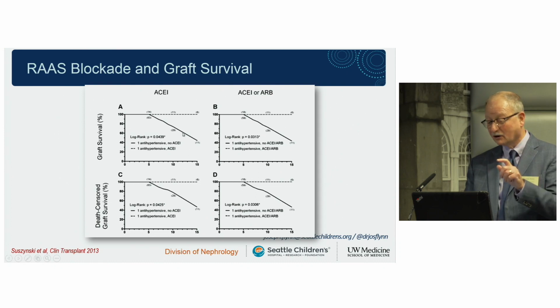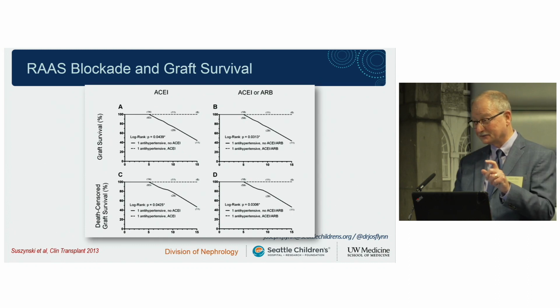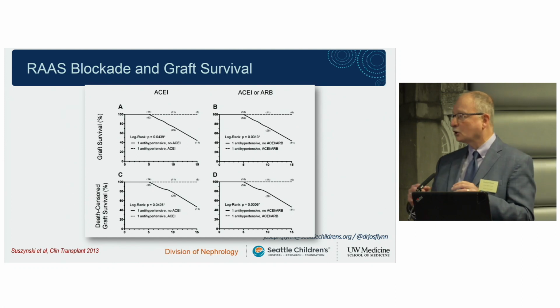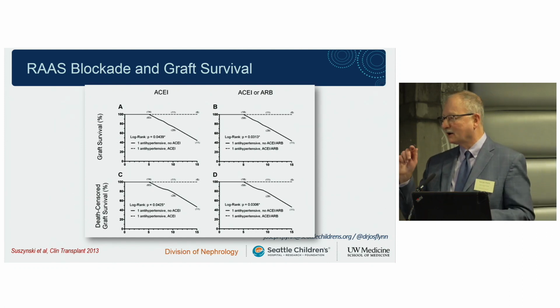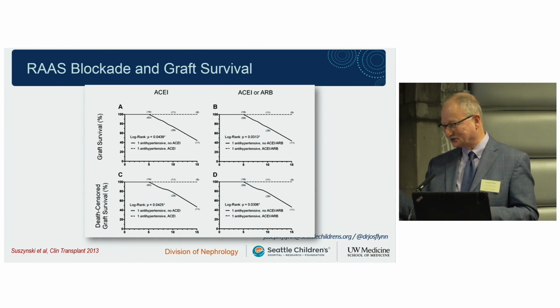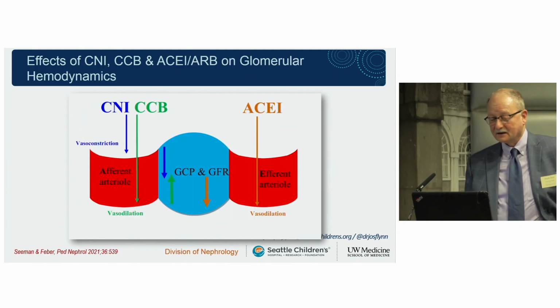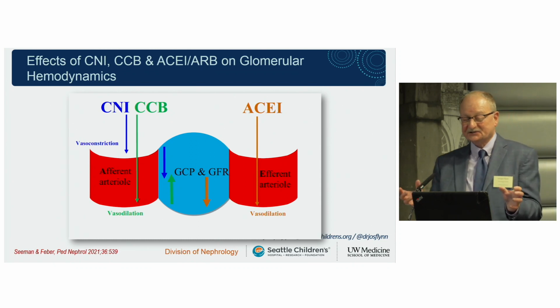So you can almost say that all of their graft loss in their patients with hypertension was in patients not treated with an ACE or an ARB. So think about that for a minute. Not only should these things be in the water, there should be a polypill for transplant patients with these drugs. Okay, and why is this so beneficial?